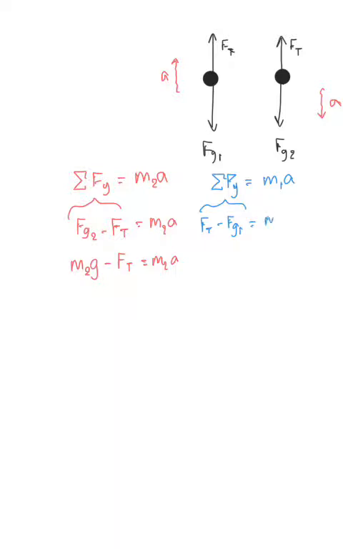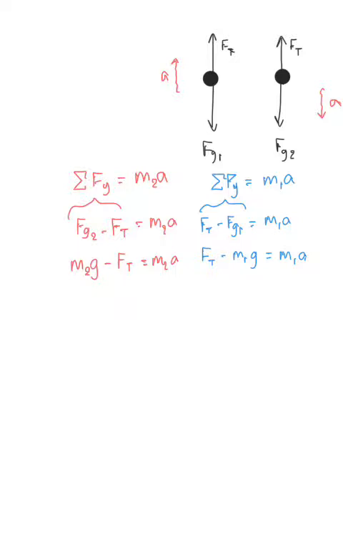Fg1 is equal to m1a, and when we plug in the formula, Ft minus m1g is equal to m1a. And now we have a second formula where Ft is the only unknown. So now what we can do is take either one of these two equations, solve it for the Ft, and plug that into the other equation.